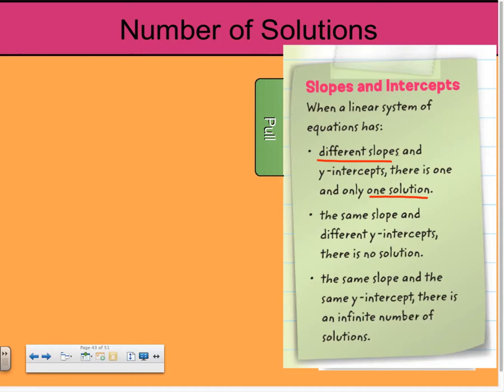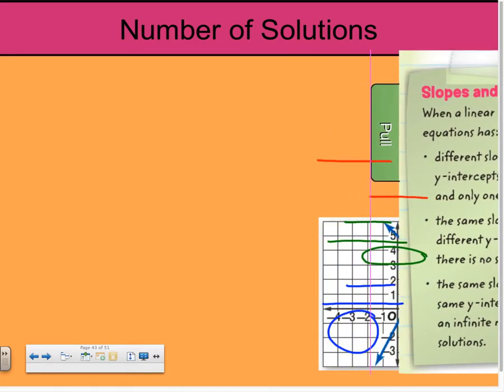Now, if they have the same slope but different y-intercepts, then there is no solution, okay? Because if they have the same slope but they cross the y-axis at a different place, that means they're parallel lines and they never cross. Now, the other option would be to have the same slope and the same y-intercept, and that would be infinite solutions. So let's take a look at example 6 on page 237.